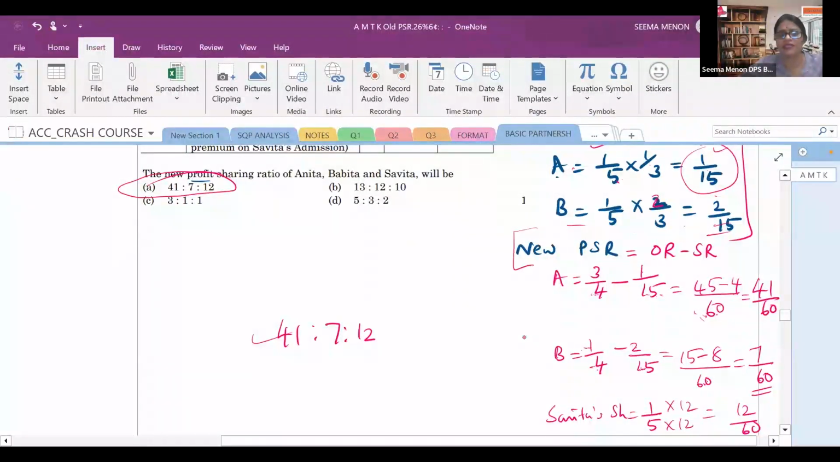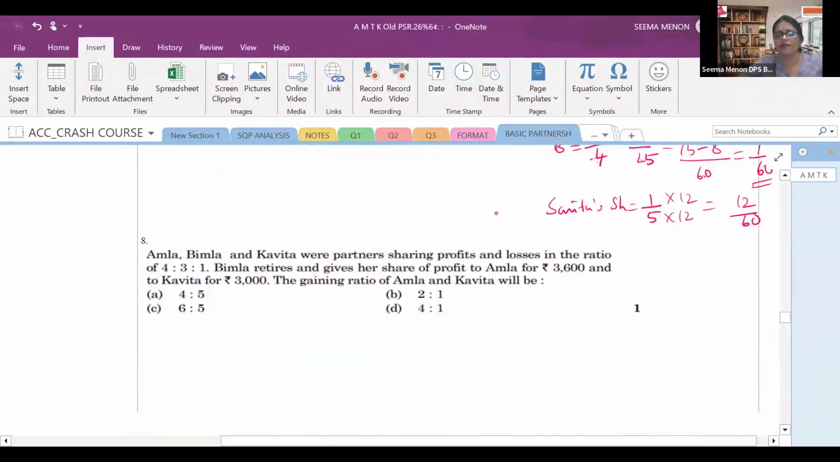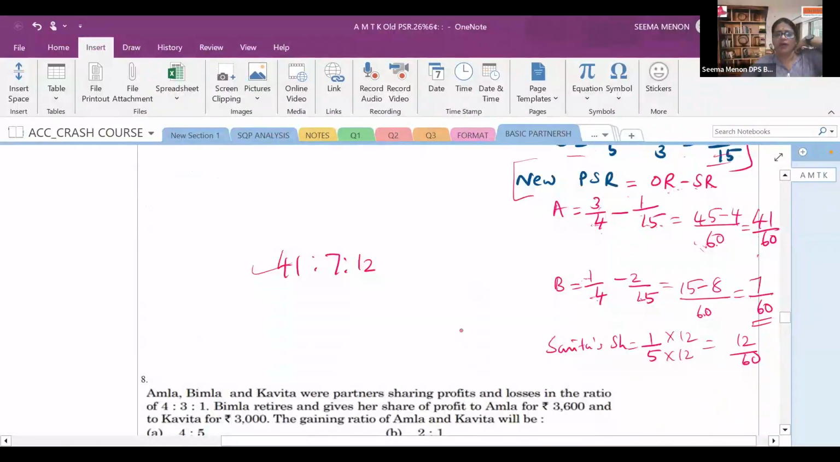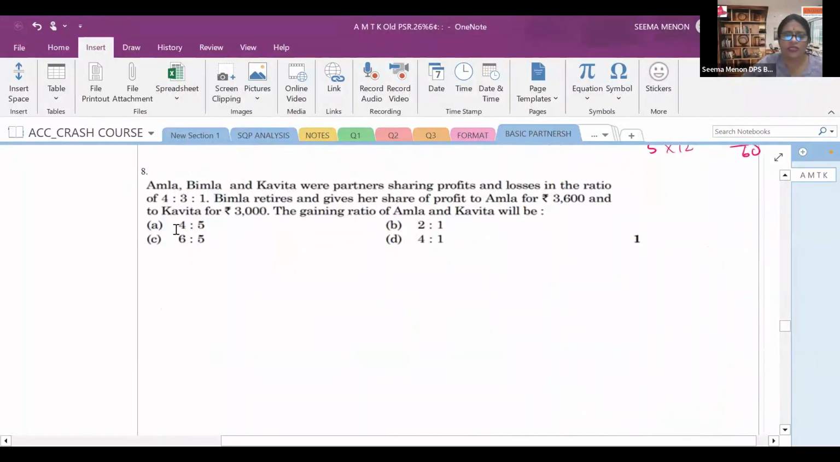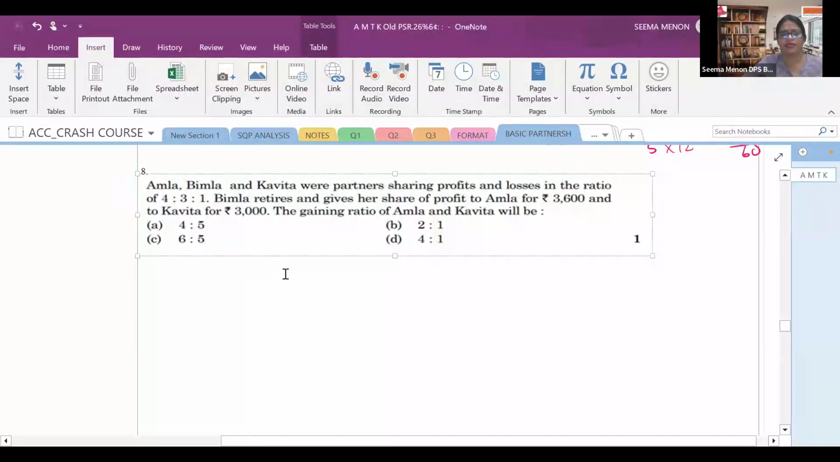Now in the question they asked us to find out the new profit sharing ratio. To find the new profit sharing ratio, the formula is old ratio minus sacrificing ratio. That is 3/4 minus 1/15. Once we solve it, we will get 41/60 for Anita, 7/60 for Babita. Now what to do? We will take Savita's share also and we will convert that into like terms. Then we are getting the answer as 41:7:12. And children, I hope you are able to do this and you will be able to do this even in the board examination also.